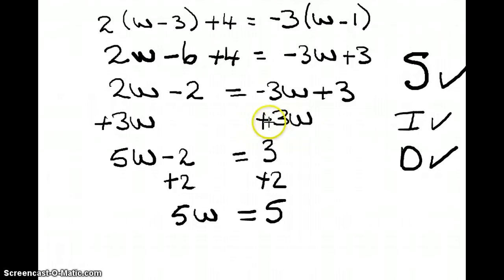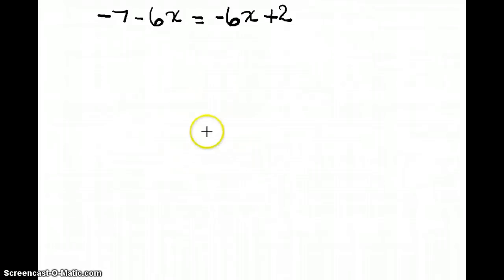I'm going to eliminate that value and then continue to solve from there. Okay, the next thing we're going to take a look at is when we have either no solutions or infinite solutions. So here we have a simple problem, negative 6x and negative 6x. And so they're exactly the same value.